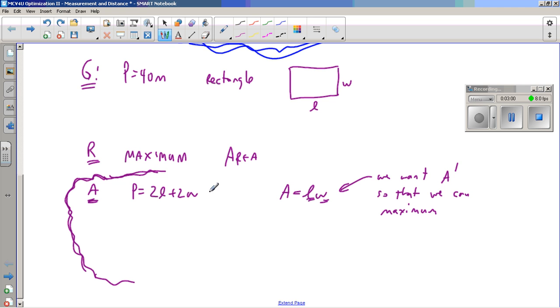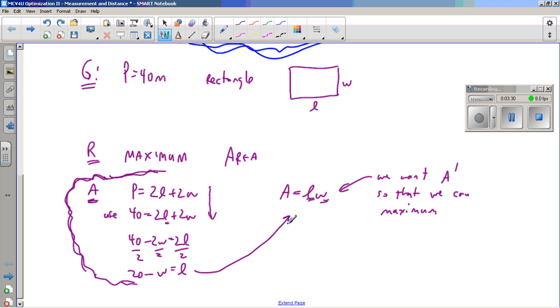Well, what are we going to do? We're going to use the given, right? So here's some more planning step. We're going to use the perimeter was 40 in order to get another equation so that we can substitute in here and only have one unknown. So for instance, let's solve for L. Well, then I subtract 2W from both sides, divide by 2 in each piece here, and I get L is 20 minus W. And see, then I can put that in over here. Then I have area equals 20 minus W times W.